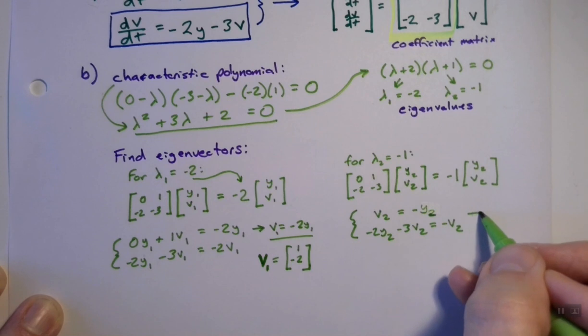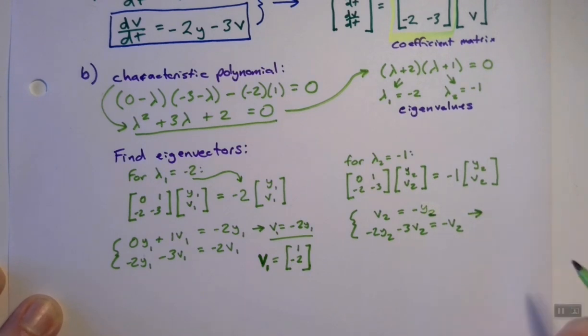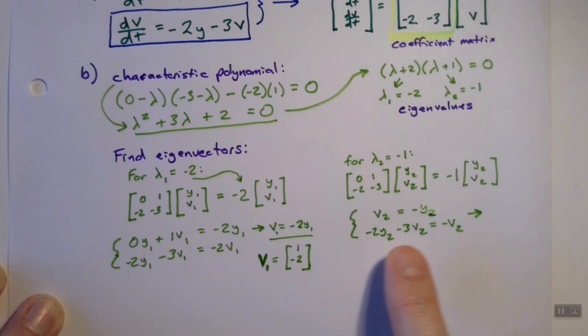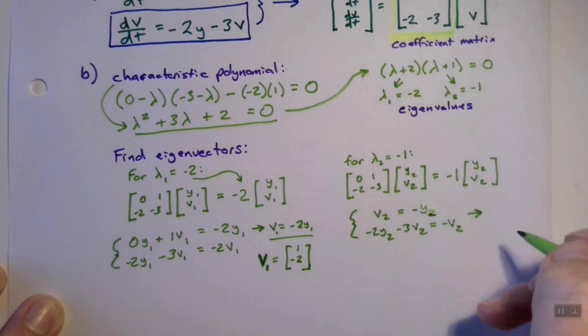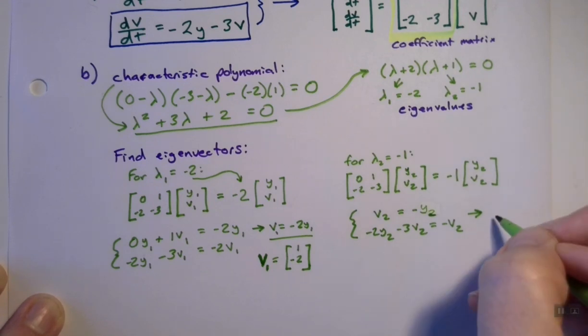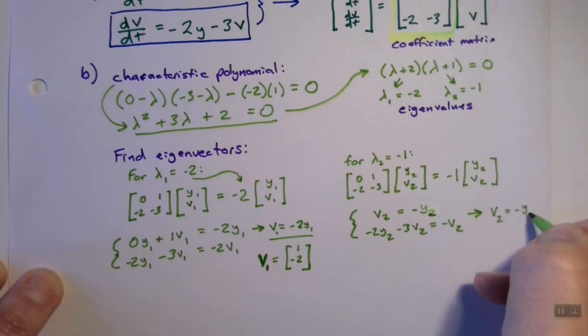And both of these equations are going to tell us something. And you can probably guess, if I slide that 3 over to the other side, I wind up with positive 2v2 on this side, negative 2y2. So either way, I'm going to have the exact same equation. There's a relationship that says whenever you have v2, that's the same thing as the negative of y2.